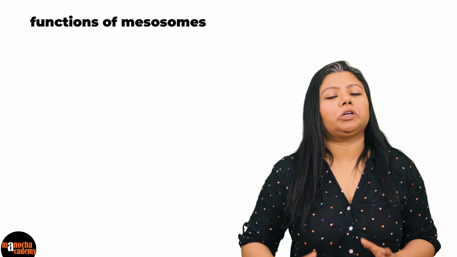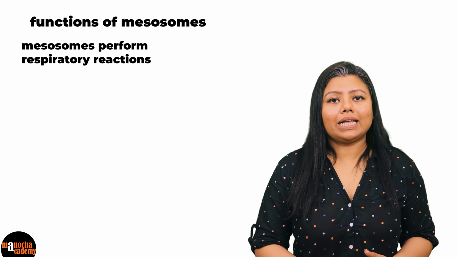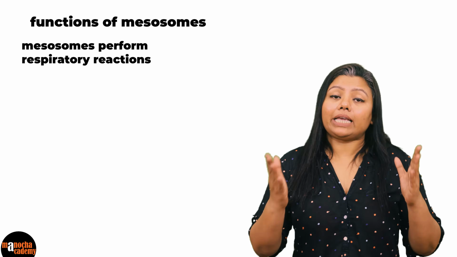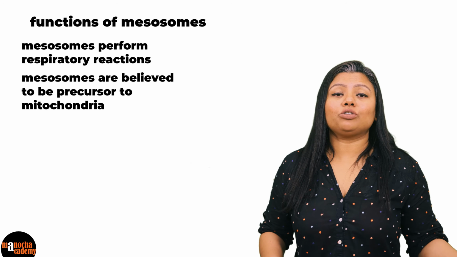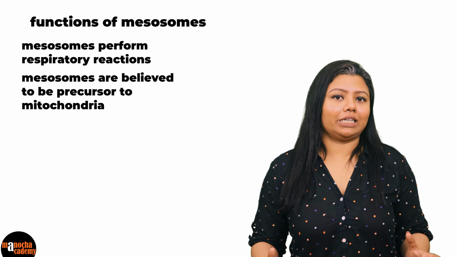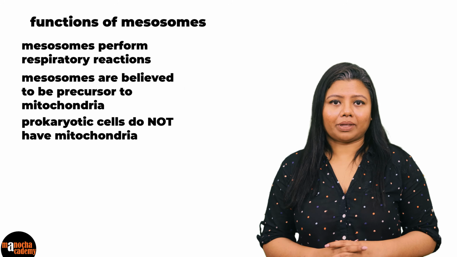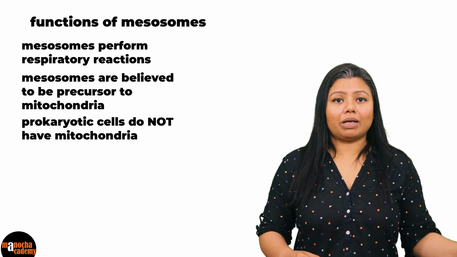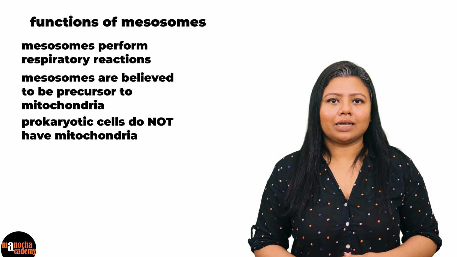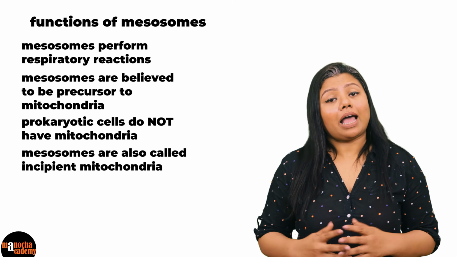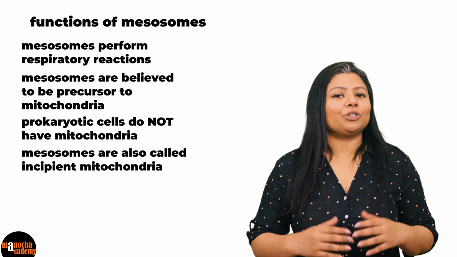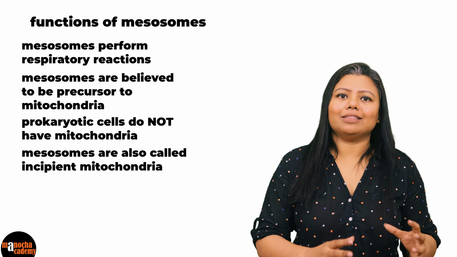One of the most important functions that mesosomes perform is respiratory reaction. And majority of the respiratory reaction takes place in the mesosomes, because of which mesosomes are thought to be the precursors of mitochondria. In case of prokaryotic cells, they do not have mitochondria. But the function of mitochondria and mesosomes look very similar. Hence, mesosomes are also known as incipient mitochondria. Having said that, respiratory enzymes are present all over the cell membrane. So it is not only localized in the mesosomes.